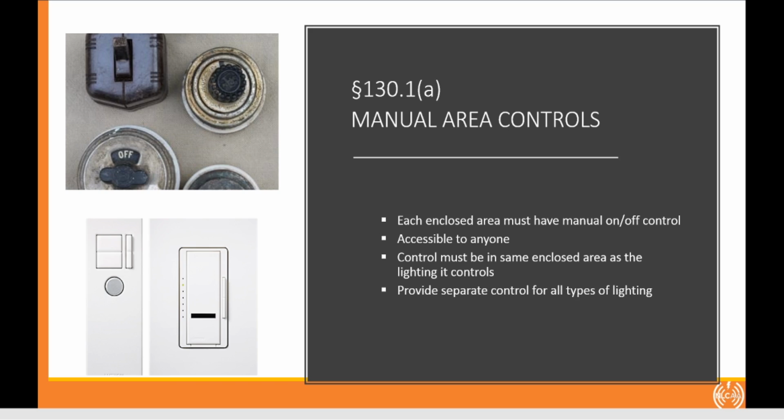Third requirement: control must be in the same enclosed area as the lighting it controls. So we're talking about a switch that is located in the same room. We're not talking about a switch that is outside of the room, or near the area but not within the area, because the previous 2016 code kind of left it open-ended. But in 2019, it was reworded so that the term "must be in the same enclosed area" is actually in the code. So very important: the switch must be in the same enclosed area.